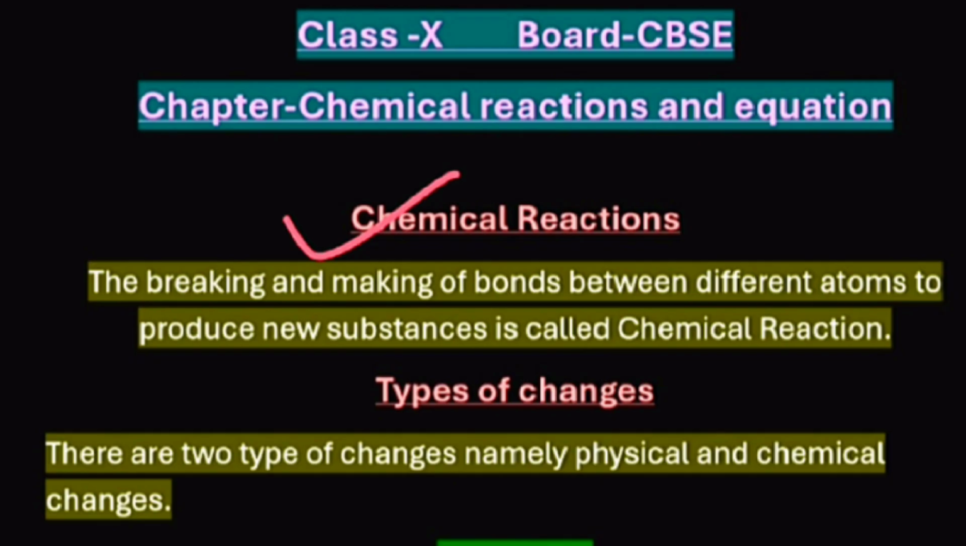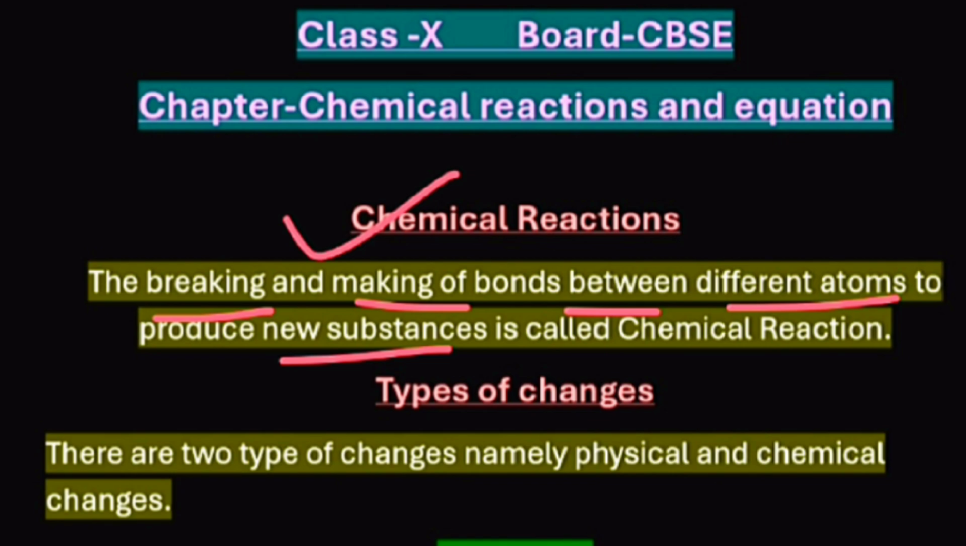The breaking and making of bonds between different atoms to produce new substances is called a chemical reaction. It means two or more substances are mixed up and they will produce a new compound. So that is a chemical reaction.